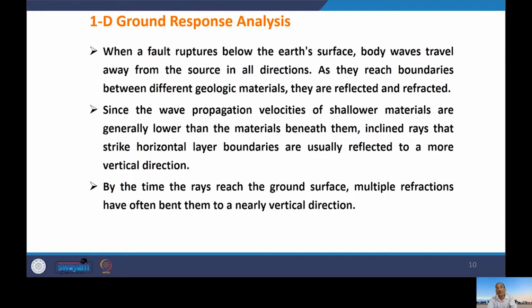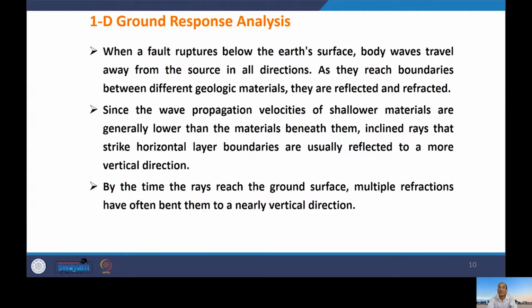So for this case, when a fault ruptures below the Earth's surface, body waves travel away from the source in all directions. We have already discussed that body waves means either P waves or S waves. As they reach boundaries between different geologic materials, they are reflected and refracted. So during the earthquake, there will be rupture of the fault, and the body waves will travel in all directions. When they travel, they encounter different geologic materials, and at the interface of two different materials, there are reflection and refraction also.